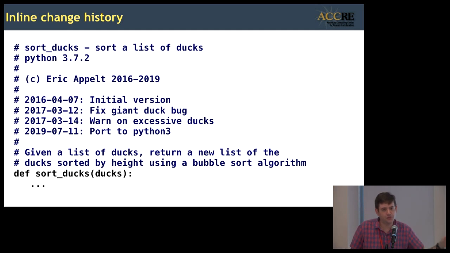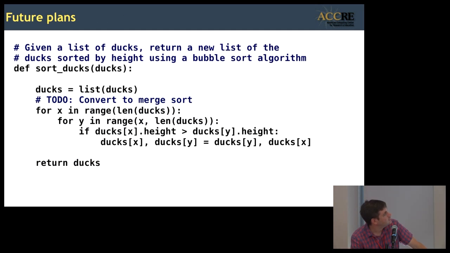Sometimes you get inline change histories, and I've seen this a lot, and it happens. Again, if for whatever reason you can't use revision control, this can be helpful. But yeah, if you have code that's in revision control, this is superfluous, but it's there. We can have future plans to do. We want to convert this to a faster merge sort algorithm.